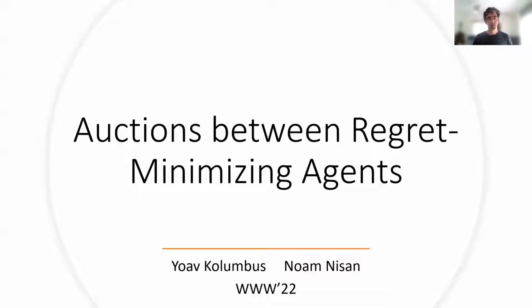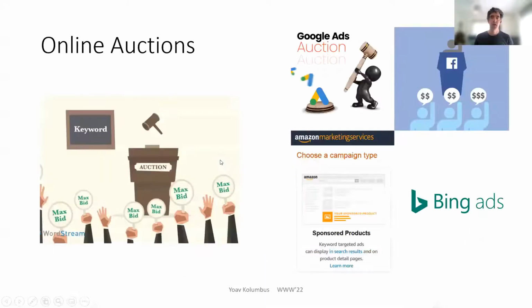So we're going to talk about settings where several users interact over some online platform. These users are assisted by software agents that play the repeated game and optimize on their behalf. And the types of games we'll focus on are online auctions, like the ones used by the large internet companies to sell ad positions online.